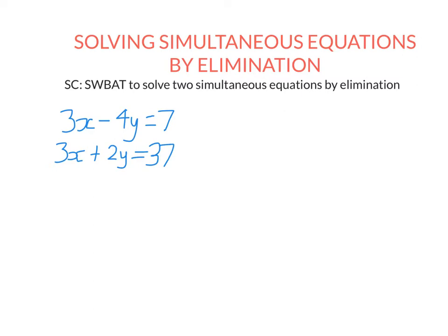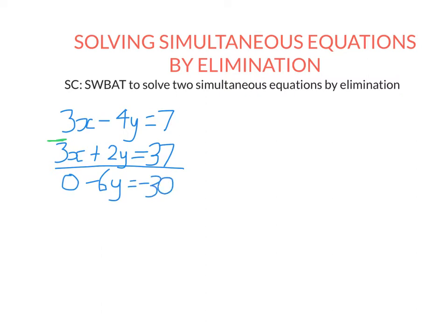So instead, what we're going to do is use the same sort of process. What we want to do is get rid of one of the variables, so we're left with one equation and one variable that we know how to solve. So what I can do is I can subtract these two equations here. So if I subtract everything, I go 3x minus 3x is 0, minus 4y minus 2y gives me minus 6y, 7 minus 37 gives minus 30.